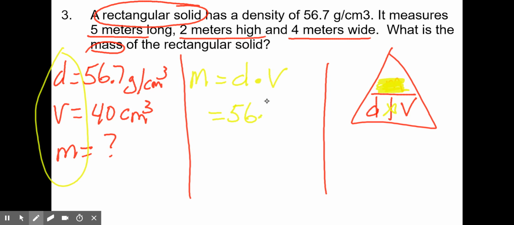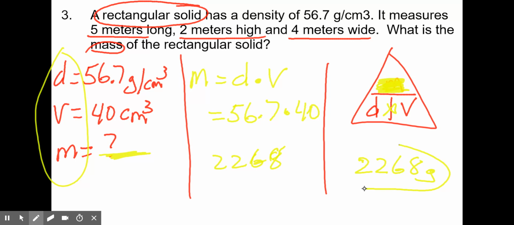D is 56.7 times 40, which is 2268. So our final answer, 2268 what? We're doing mass here, right? So grams.